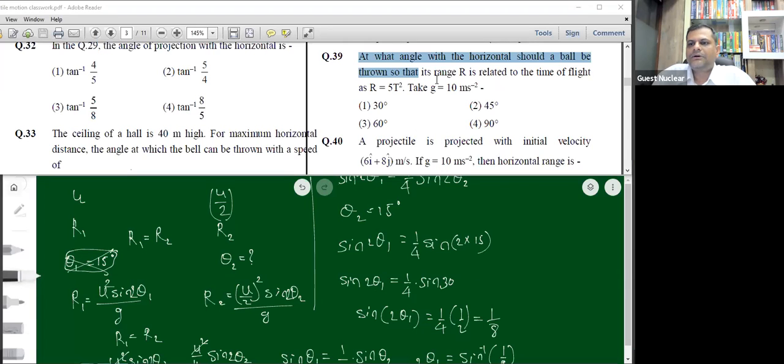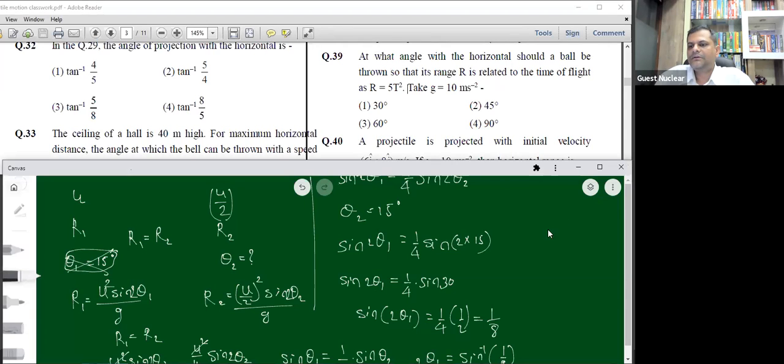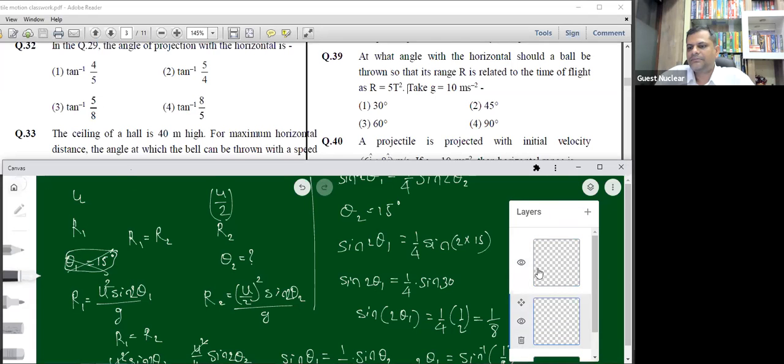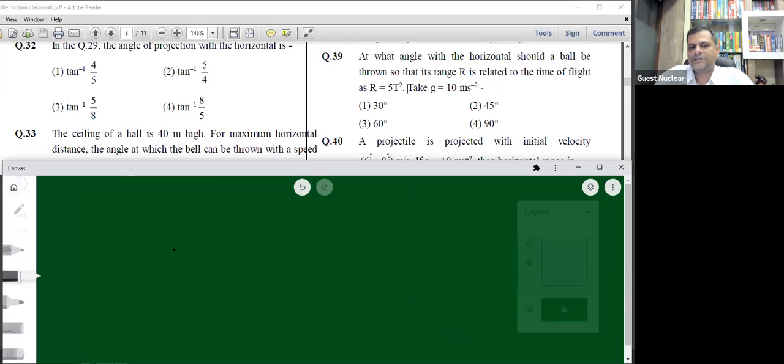At what angle with horizontal should a ball be thrown so that its range R is related to the time of flight as R is equal to 5t square? So look, there is a relationship between range and time of flight, always remember it, it will be very useful. Look carefully, suppose this is the vertical, this is the horizontal, and suppose this is the projectile motion of the particle, right?